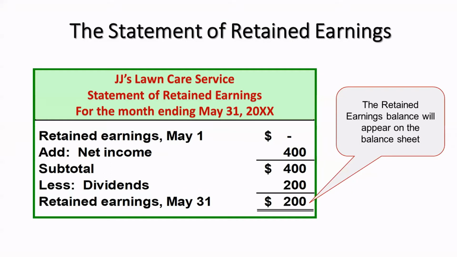JJ's Lawn Care was started in May, so the beginning balance in retained earnings was 0. We add net income of $400 to the beginning balance of 0 and subtract the dividends paid of $200 to arrive at the ending retained earnings balance of $200. Retained earnings at May 31st will appear on the balance sheet of JJ's Lawn Care.